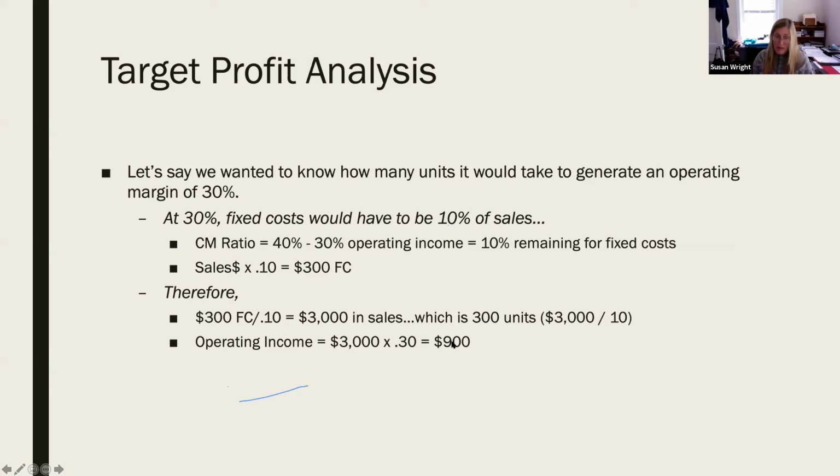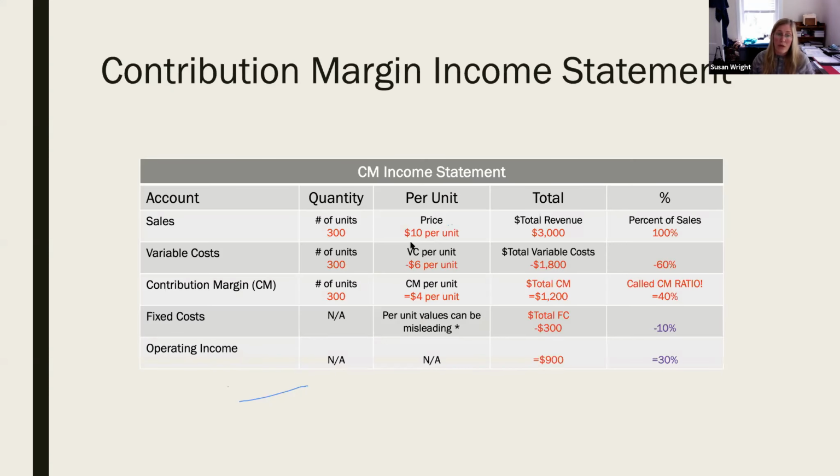Let's prove it. Here it is. So 300 units at 10 bucks a piece is 3 grand. Variable costs are 6, so that's 1,800. That means contribution margin is 1,200. You can get that by multiplying across or subtracting. These numbers are fixed always in the short term. There's your 300 bucks, and what do you know? You got 900 bucks at the bottom, which when you divide that by total revenue is 30%.